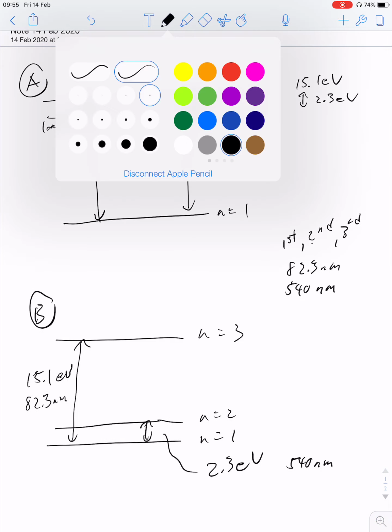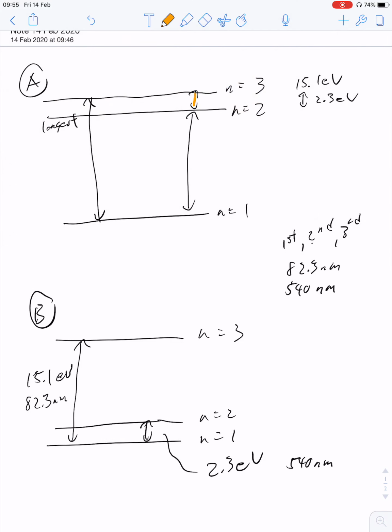So this right here would be one of the transitions for the shortest wavelength, or that could be closer to possibly the ground state, where this is the closest one together. So either way, there are two energy states that are fairly close together. That's the shortest. This is the shortest, or this one down here is the shortest.